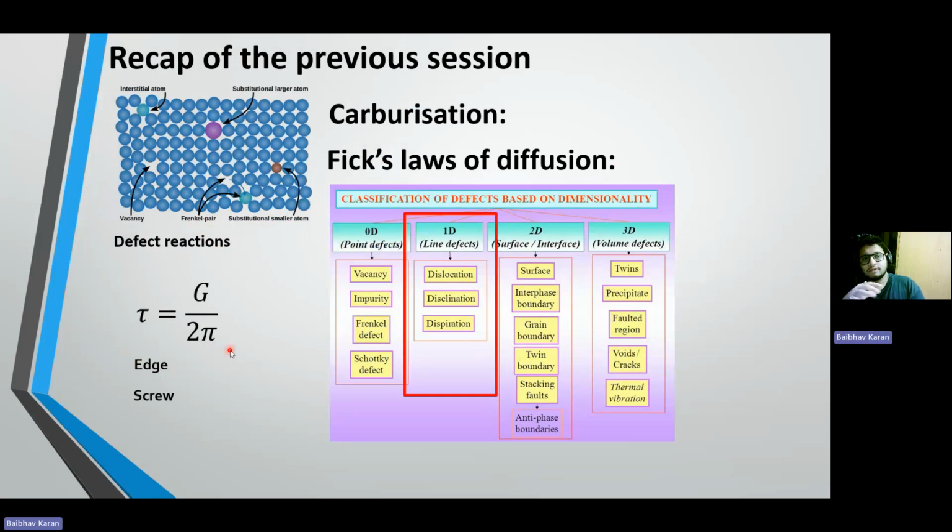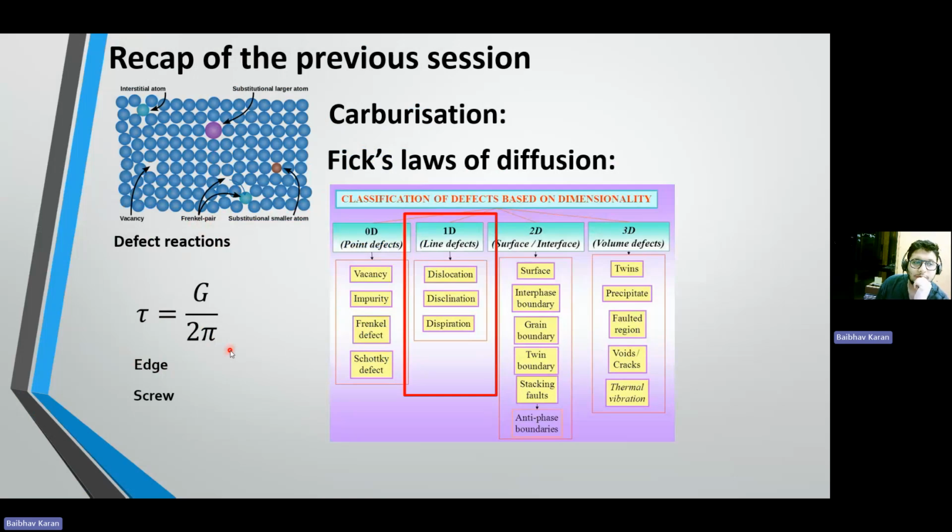Then coming to the line defects, we learned about various types of line defects. There are two major types of line defects. One is edge dislocations and one is screw dislocations. We understood the difference between edge and screw dislocations, right? We understood the difference of what the Burgers vector is and how they are aligned in the case of edge and screw dislocations. Let me just show you some videos to make you recall what we learned about edge and screw dislocations.